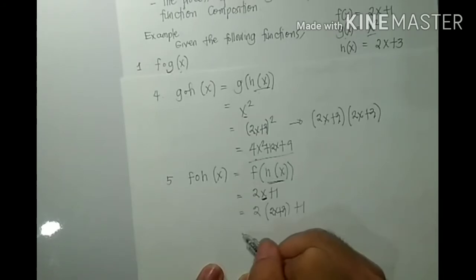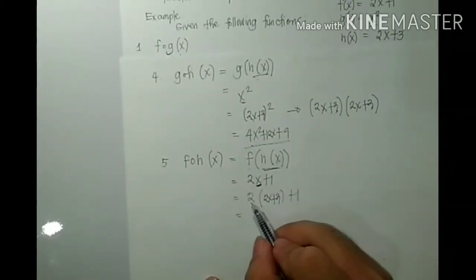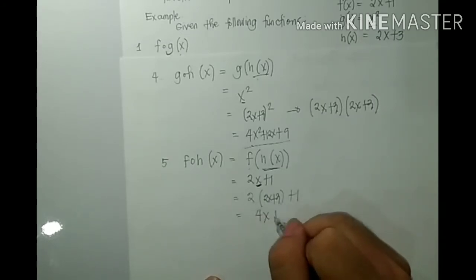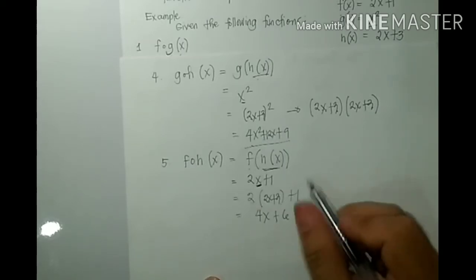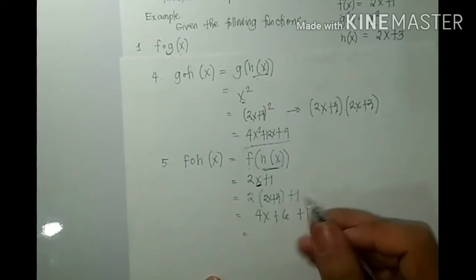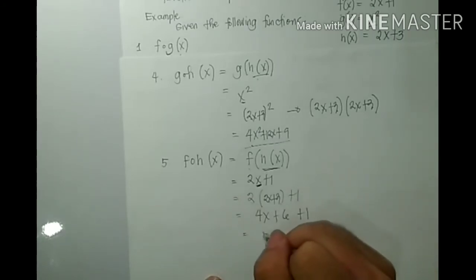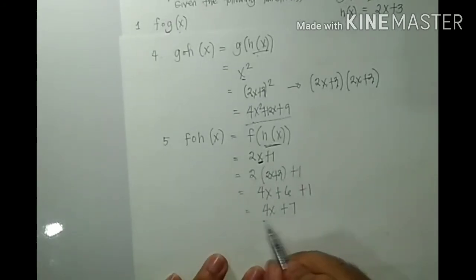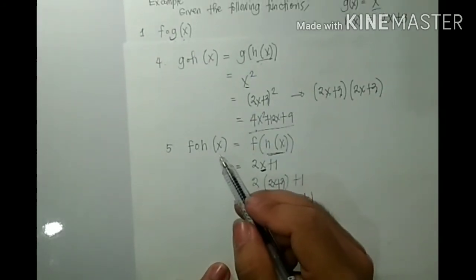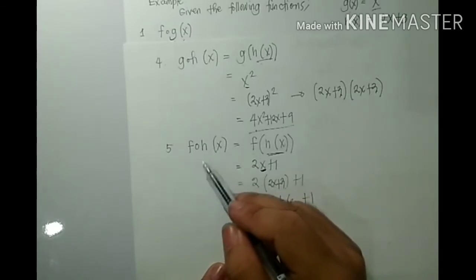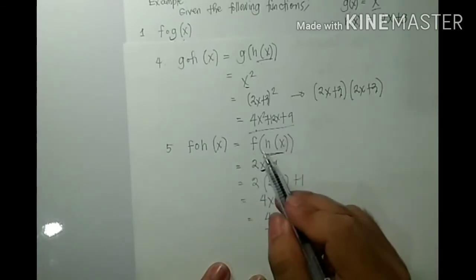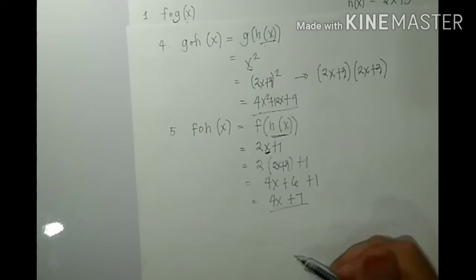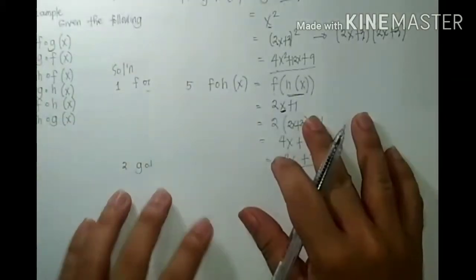Then, apply distributive property. So, 2 times 2x, this is 4x. 2 times 3, this is positive 6 plus 1. So, copy the 1. So, we need to simplify by combining like terms. So, we have copy 4x. 6 plus 1, this is positive 7. So, meaning, if our given composite function f of h of x is equal to 4x plus 7.